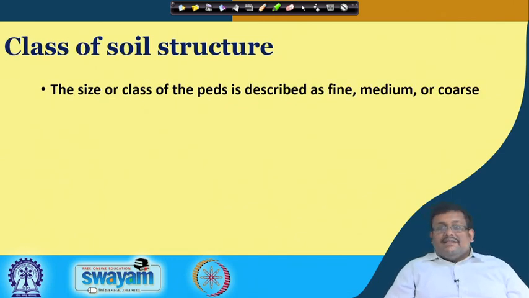So, we have completed the types of soil structure. Now, let us see class of soil structure. Obviously, the class of soil structure depends on the size of the peds, and they are differentiated into fine, medium and coarse.